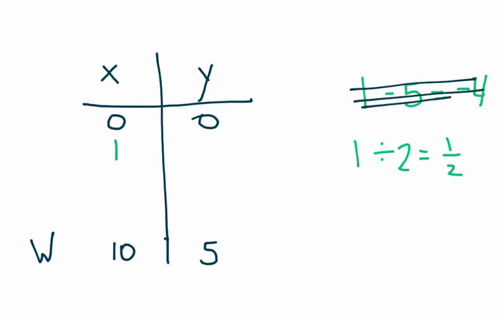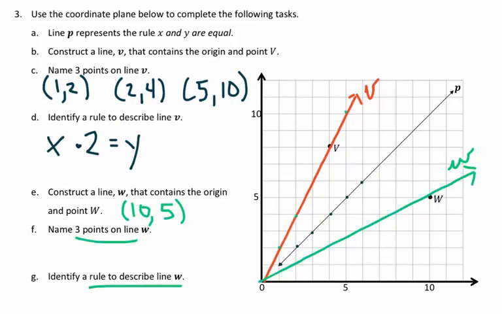So I'm definitely going to cross this out because that doesn't fit the rule. Let me try another number for x. Let's just go to 2. If I have 2 divided by 2, that would equal 1. Let's see if 2, 1 is on our graph, and it is. It's right here. Okay, good.